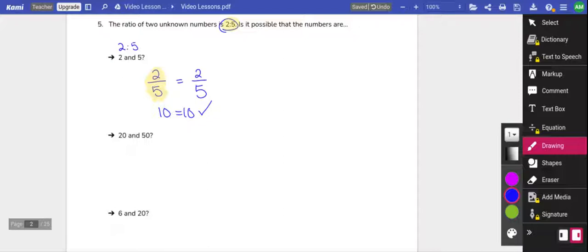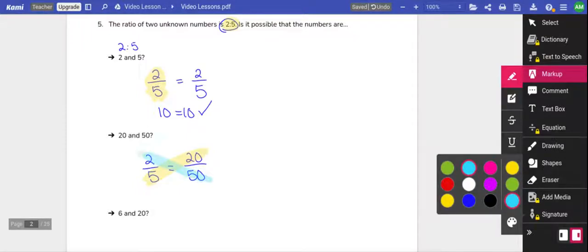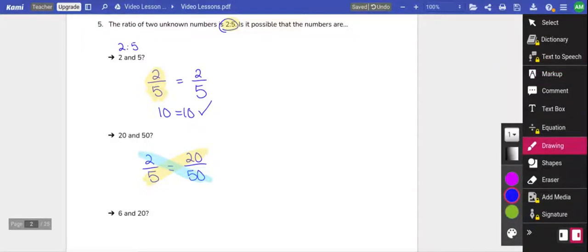What do we think about 20 and 50? Again, if the ratio is 2 to 5, I need to see if that's the same as the ratio of 20 to 50. I can write that out, and then figure out the product of my means and the product of my extremes. Is 5 times 20 equal to 2 times 50? Is 100 equal to 100? It is. So again, yes, it could be 20 and 50.